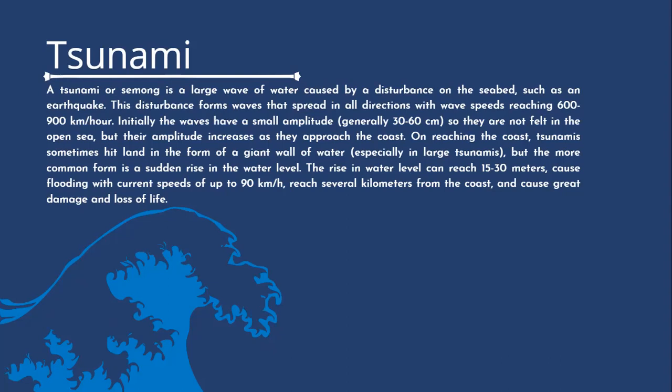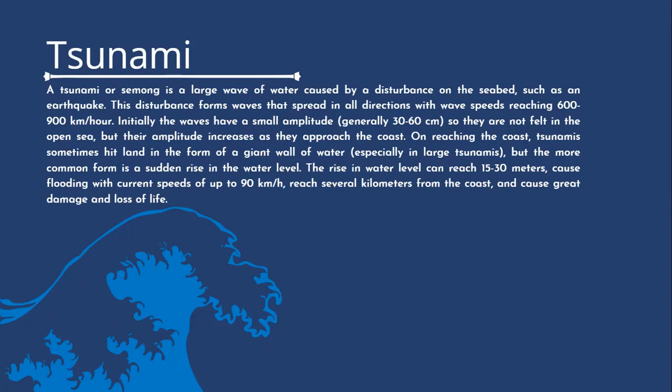But their amplitude increases as the wave approaches the coast. On reaching the coast, tsunamis sometimes hit land in the form of a giant wall of water, especially in large tsunamis. But the more common form is a sudden rise in the water level. The rise in water level can reach 30 meters, causing flooding with current speed up to 17 kilometers per hour, reaching several kilometers from the coast and causing great damage and loss of life.